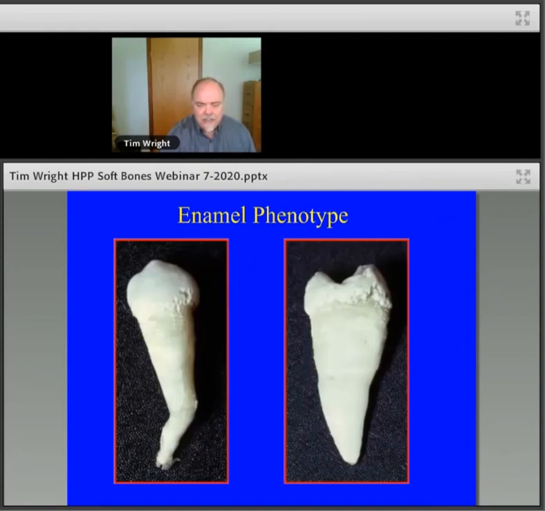You can have enamel defects. Not well studied as far as genotype and phenotype, but my guess is that if you look at the more severe cases, they're probably more likely to have this.